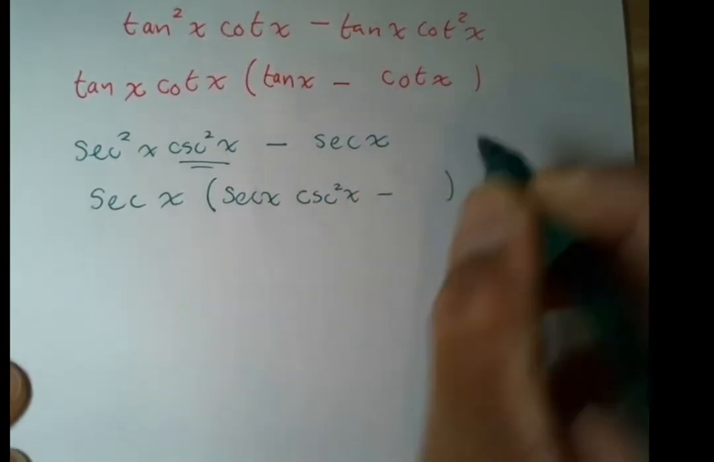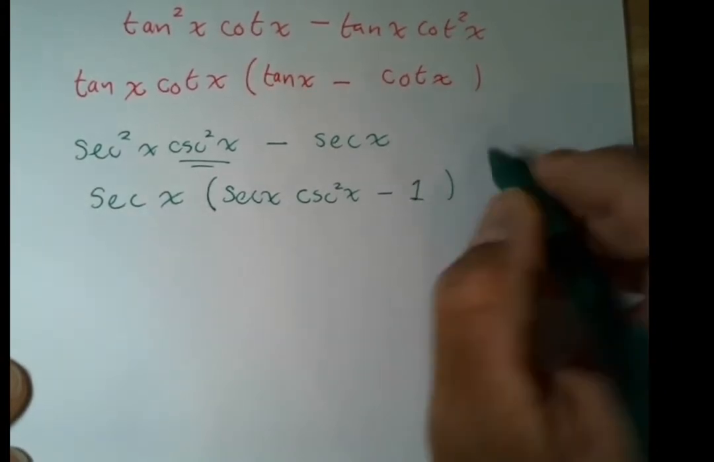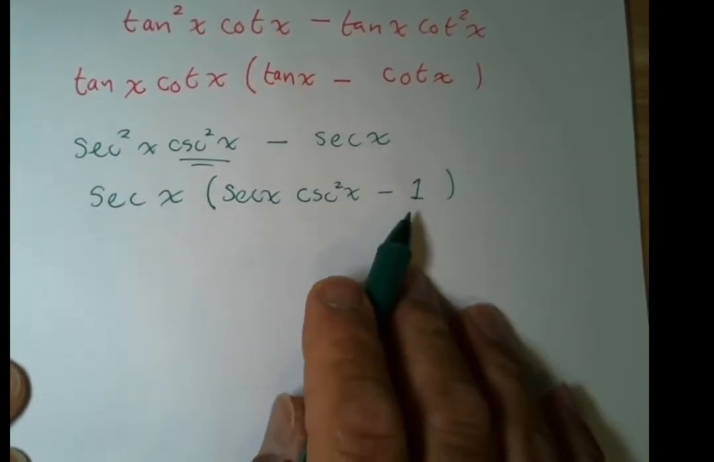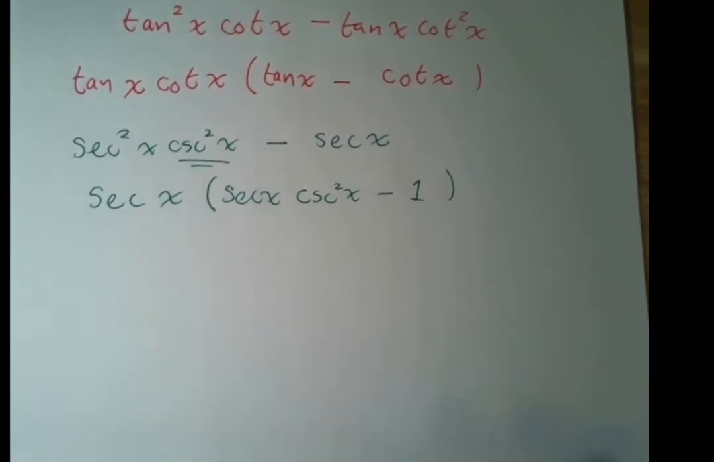Now here, we are going to need the 1, because there's no other factor, so you have to make sure that 1 is there. When you distribute, you get back the same original expression. So that's how we factor these trig expressions, looking for the greatest common factor.